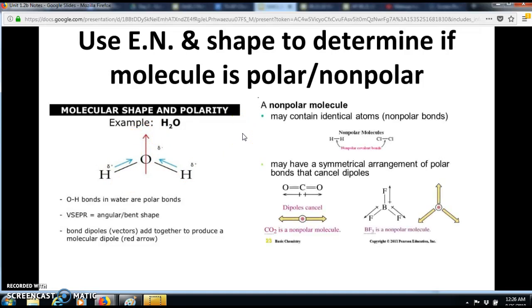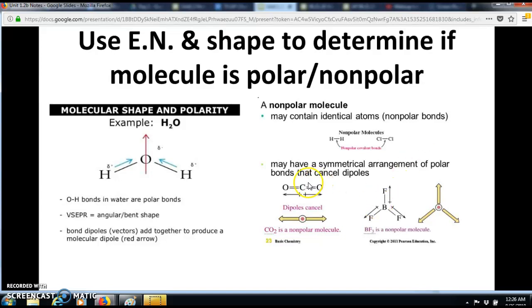For a nonpolar molecule, we again will utilize shape. An easy example would be when they're the same exact atoms. Well, in that case the bonds themselves are nonpolar, and if there's only two or so, if the bonds themselves are nonpolar, then we know it's a nonpolar molecule, so that's fine.